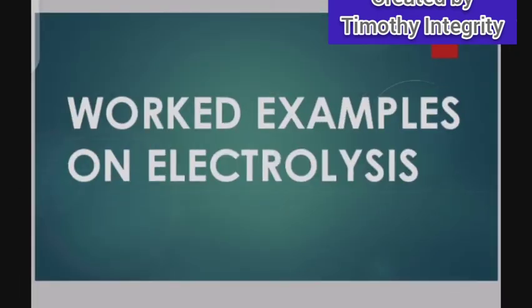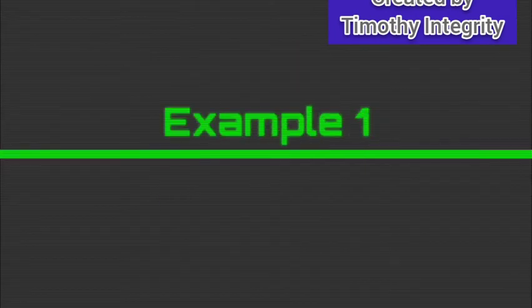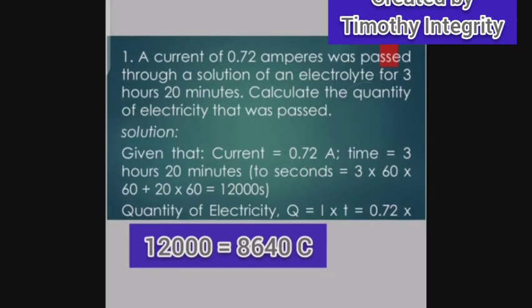Now we look at some examples on electrolysis. Example 1: a current of 0.72 amperes was passed through a solution of an electrolyte for 3 hours 20 minutes. Calculate the quantity of electricity that was passed. Now in the solution we have the parameters given there. Converting time to seconds will give us 12,000 seconds.